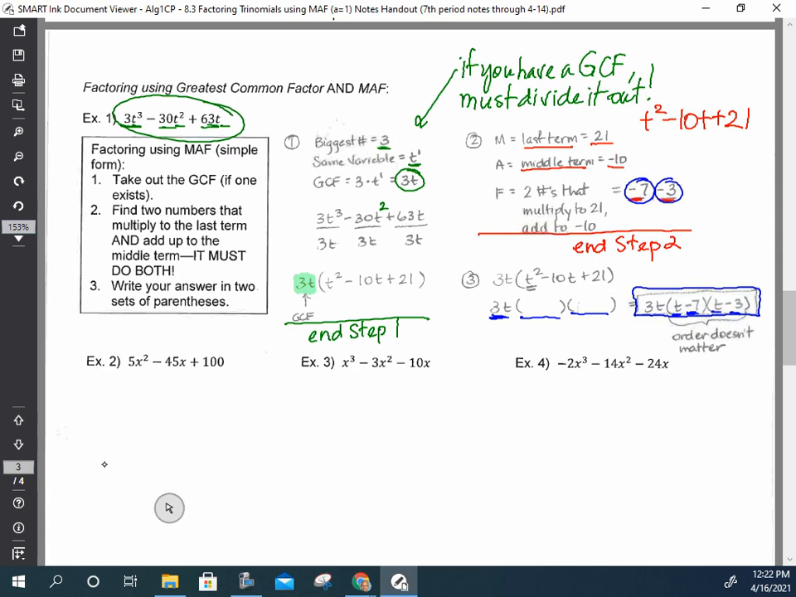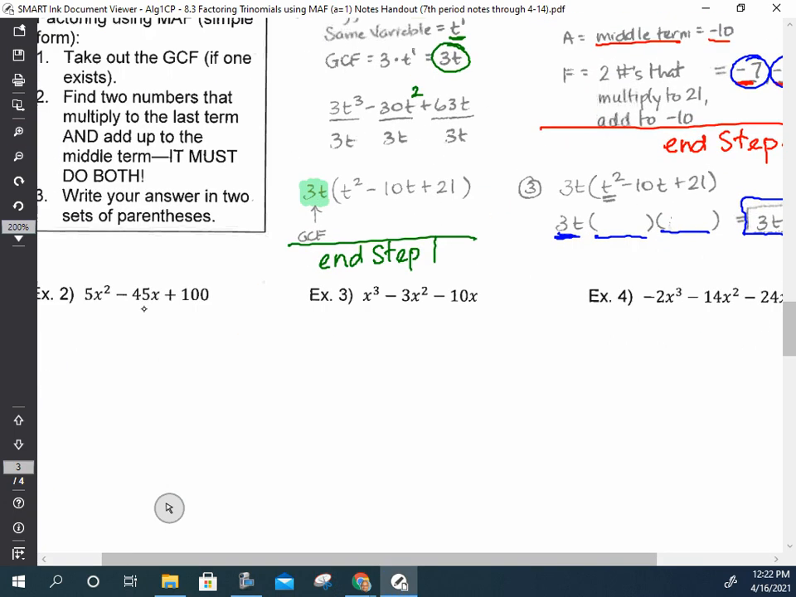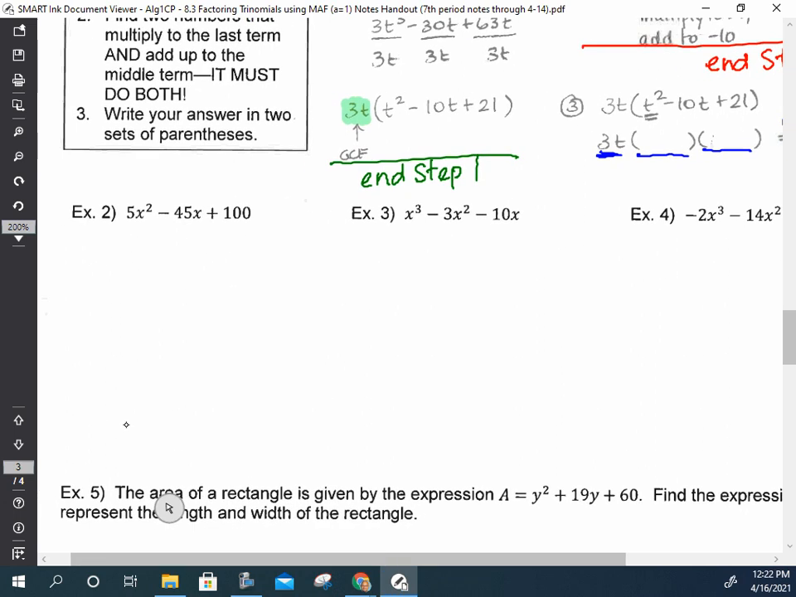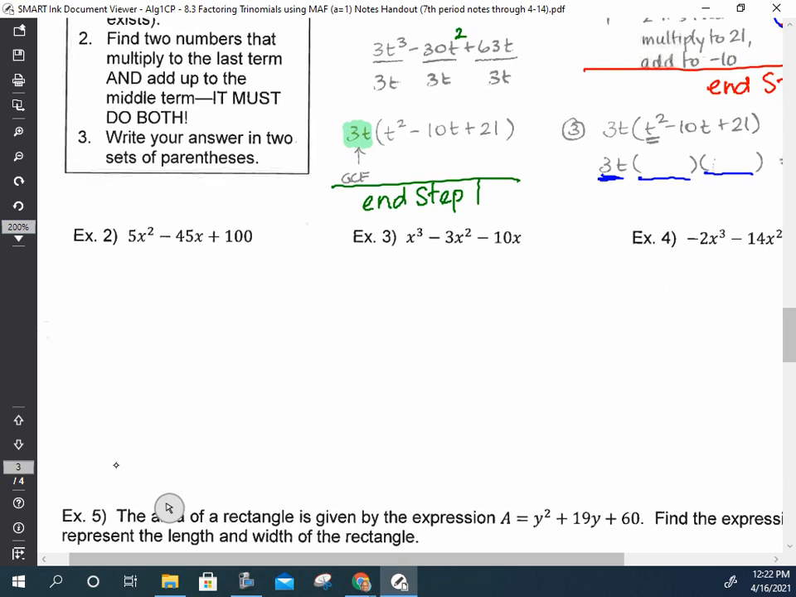All right, any questions at home before we do example 2? We'll probably be able to get 2 examples in before time runs out. So let's kick things off with example 2. We've got 5x squared minus 45x plus 100.